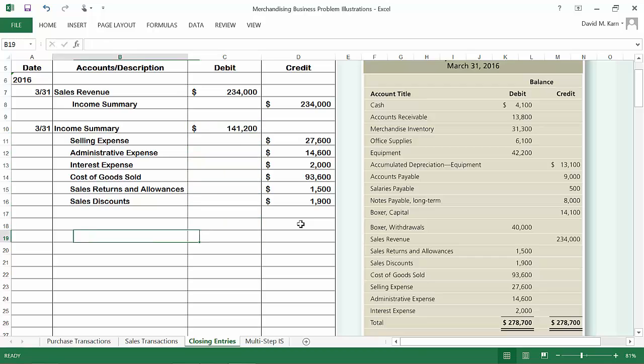Okay, so that concludes the second journal entry where we had to close out our revenue, or excuse me, our expenses, as well as our contra revenue accounts. Now we just proceed as normal. We close out our income summary. Notice that our revenues are greater than our expenses, so we know we'll have to debit income summary for the amount, and we know that we're going to have a net income, so we'll transfer that to Boxer Capital. So let's do this here.